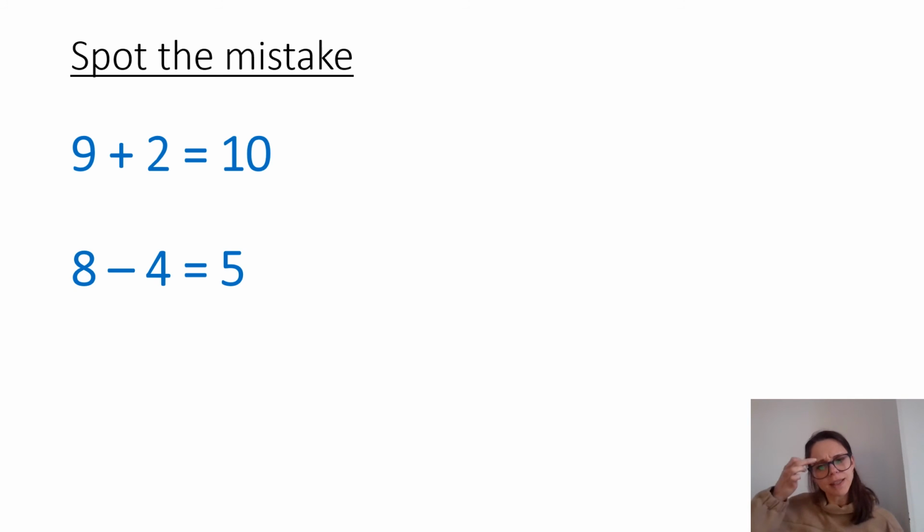Well done. What about this second question then? 8 take away 4 is 5. Hang on a minute. I know my doubles and I know that 4 and 4 is 8. So if I've got 8 and I take away one of those 4s, what have I got left? Well done, I know that I've got 4 left. So using my knowledge of doubles and halves to help me, I know that that question's wrong because if I've got 8 and I take away 4, I've got another 4 left because 4 add 4 is 8. Well done if you spotted that.